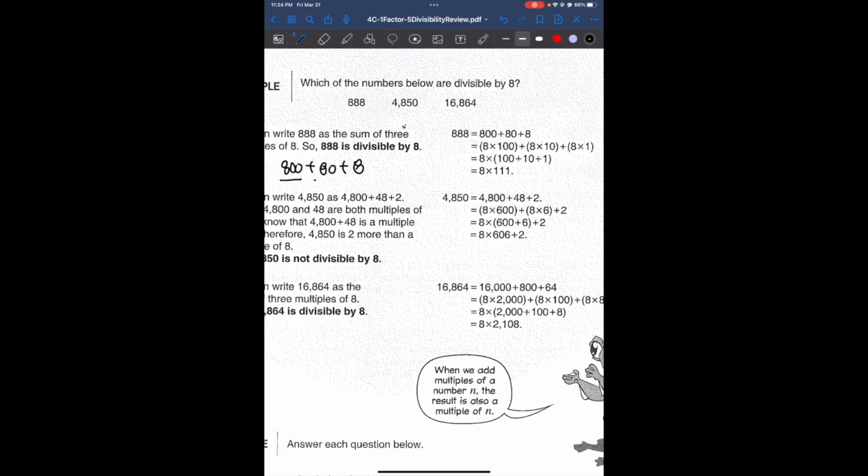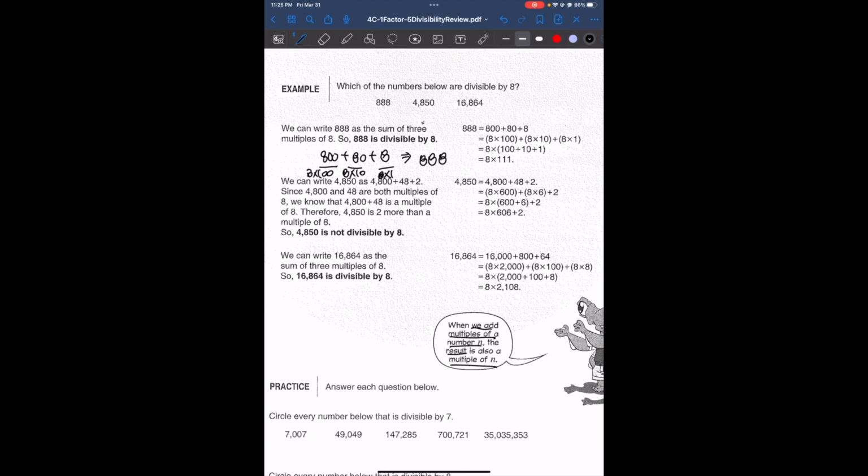800, 80, and 8 are all multiples of 8, since 800 is 8 times 100, and 80 is 8 times 10, and 8 is 8 times 1. So they're all multiples of 8. So again, when we add multiples of a number n, so we're adding multiples of the number 8, then the result, 888, is also a multiple of n. And since 888 is a multiple of 8, it can be divided by 8. And so we can say that 888 is divisible by 8.